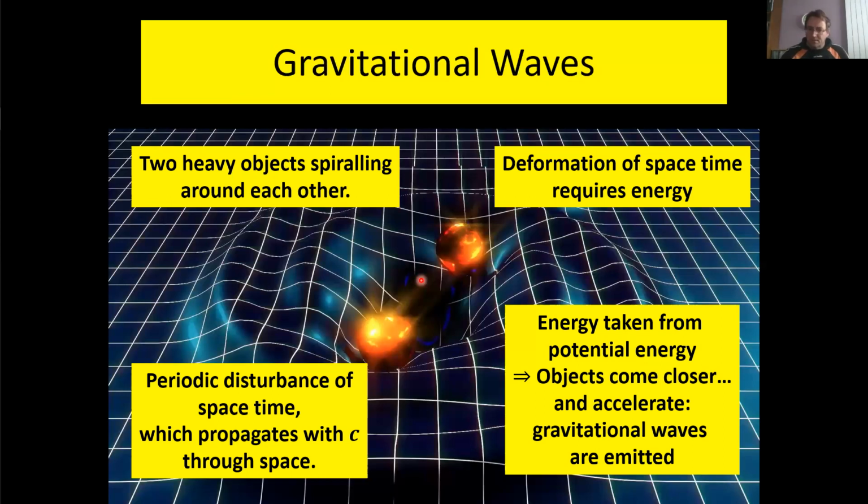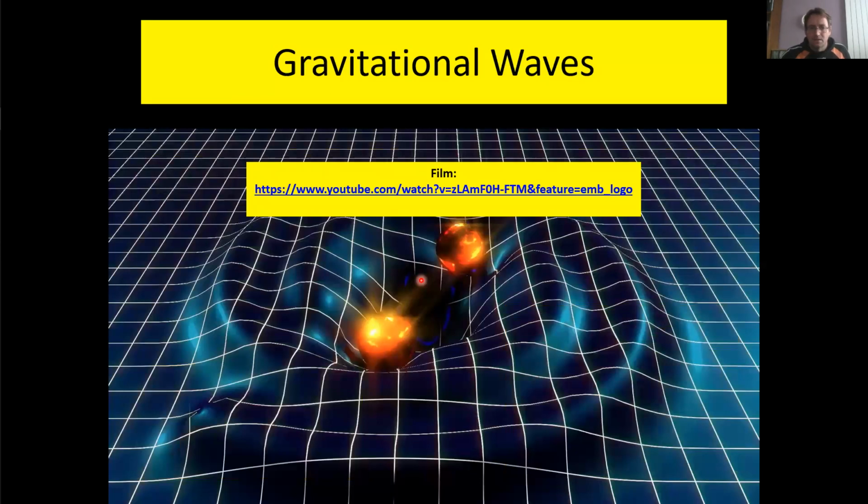So objects come closer and closer and accelerate, and we have this periodic disturbance. And here, I would now recommend you to watch this film that basically shows the spiraling in of two massive masses. So stop this video, copy the link that you see here from the lecture slides, and then you will see the spiraling in of two big masses, until they hit each other, but then basically merge. Nothing is moving anymore. Silence.